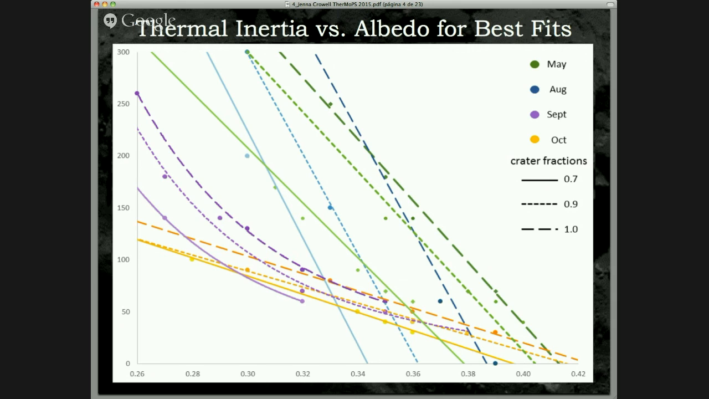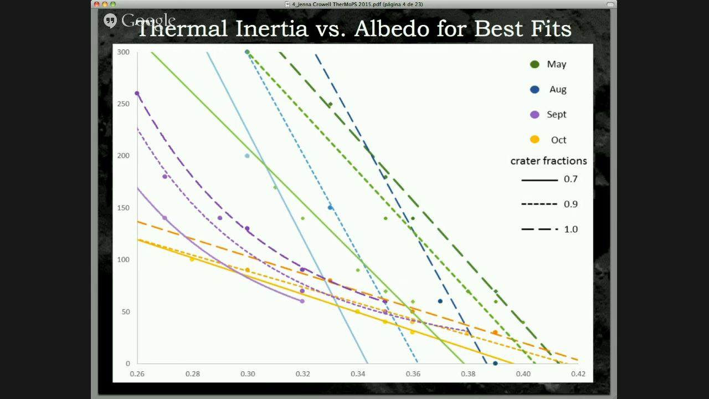So ideally what you want, for an example, with a crater fraction of 0.7, ideally what you want is there to be some point where all these things converge. And so keeping with the example of 0.7, it looks like everybody's converging around albedo of 0.34 and a thermal inertia of about 60. And that works very, very well for August, September, and October, but you notice May is nowhere around there. May is much more higher than the rest of the data. So it didn't really play nice with everybody else.